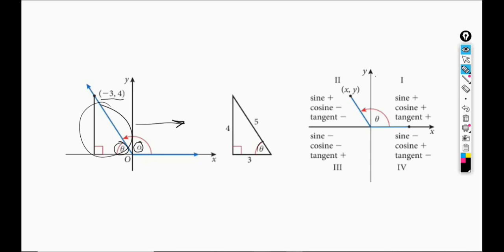Now recall that we have different signs for the trigonometric ratios depending on the quadrant in which they are. So in quadrant 1, remember that all of them will be positive, sine, cosine, and tangent. In quadrant 2, sine is positive, cosine is negative, and tangent is negative. In quadrant 3, sine and cosine are negative, therefore tangent would be positive. And then in quadrant 4, we would have that sine is negative, cosine positive, and therefore tangent negative.